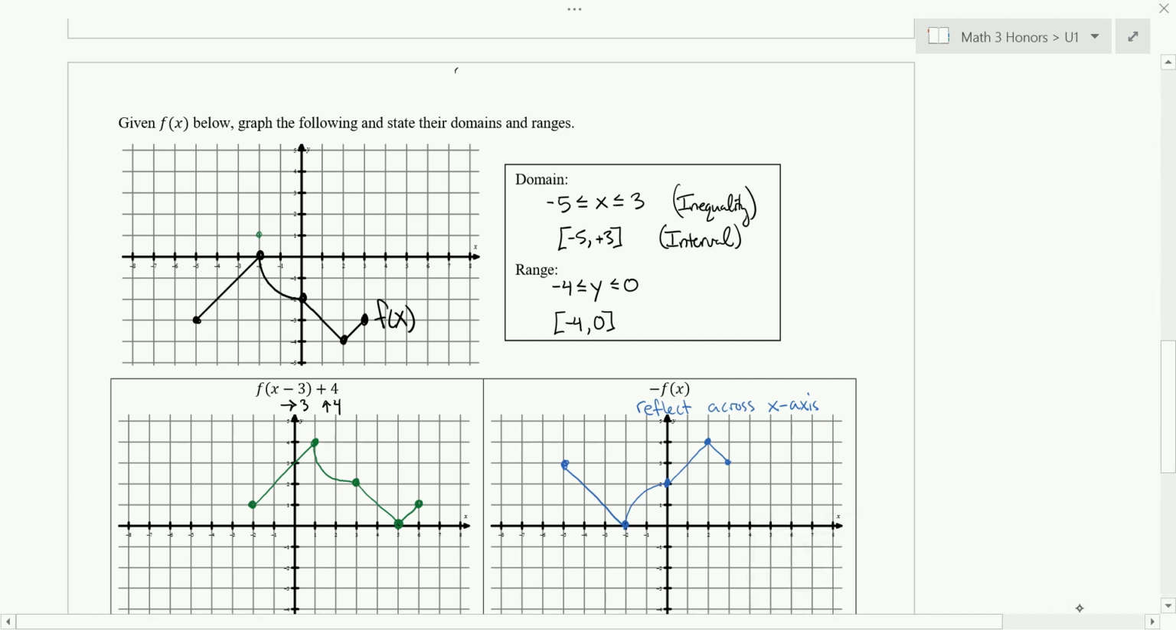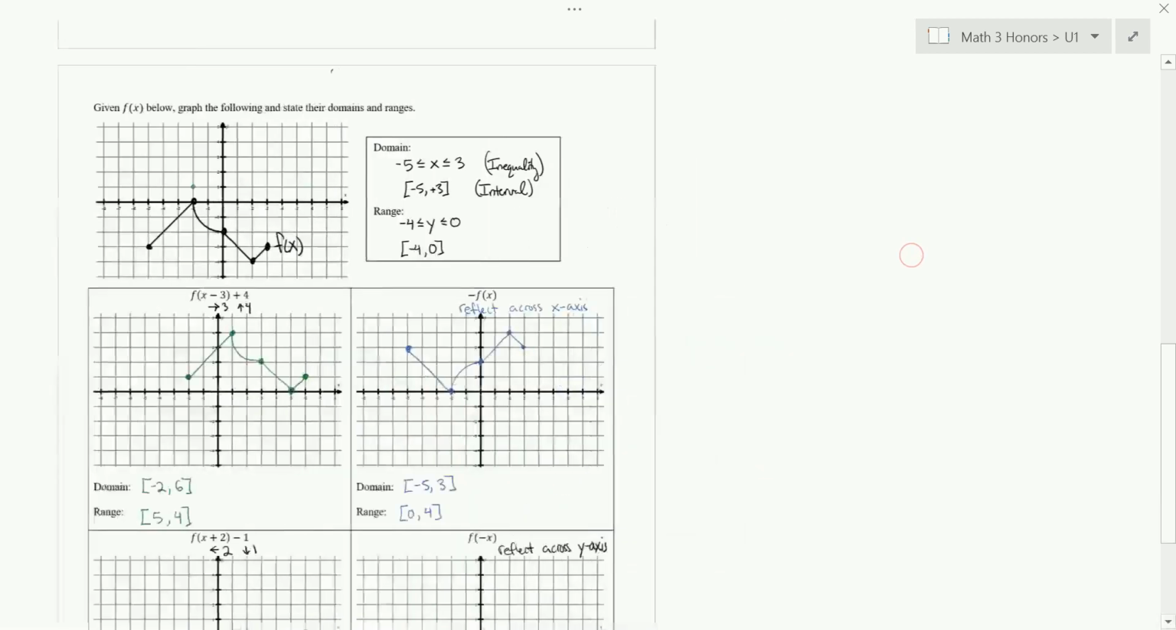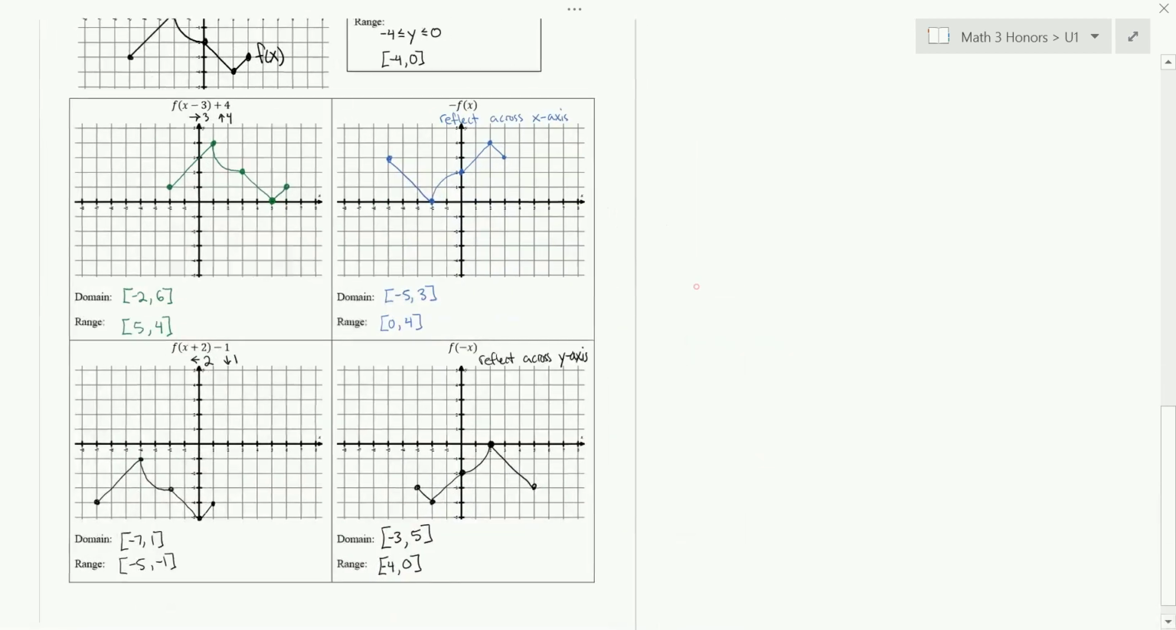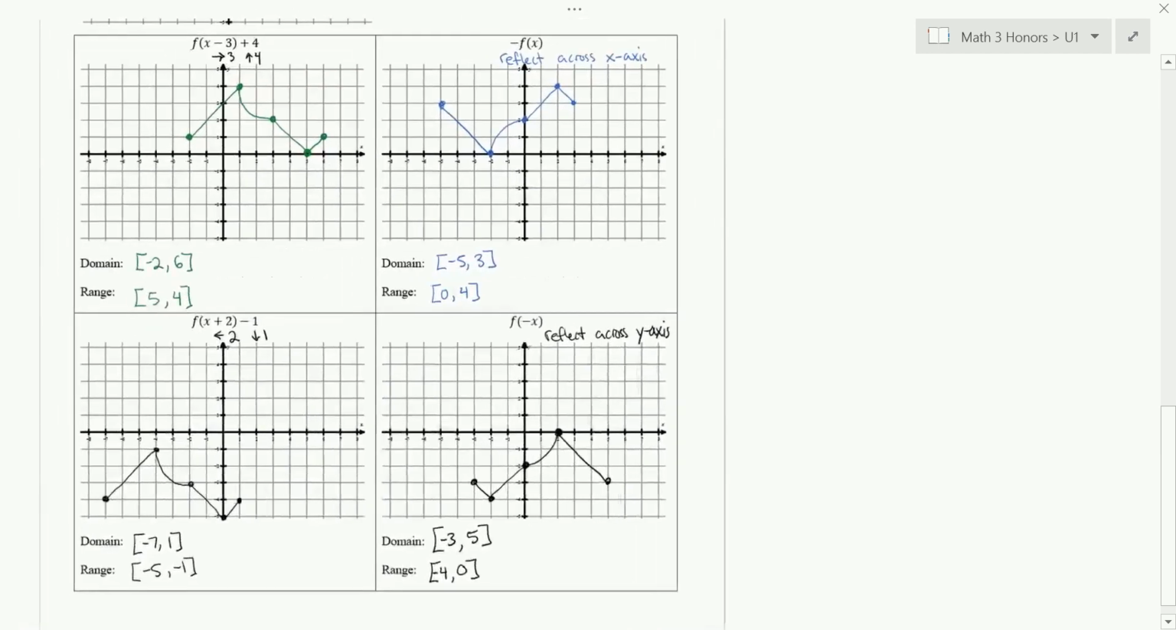So for the next two, oh, here's what you want. I'll just show you. And homework's just like this.